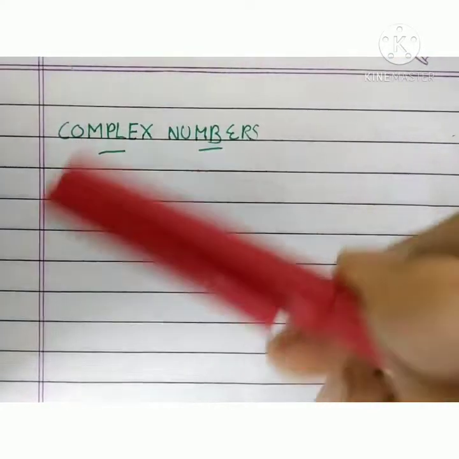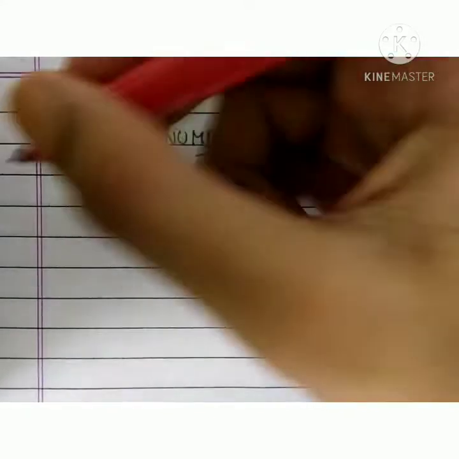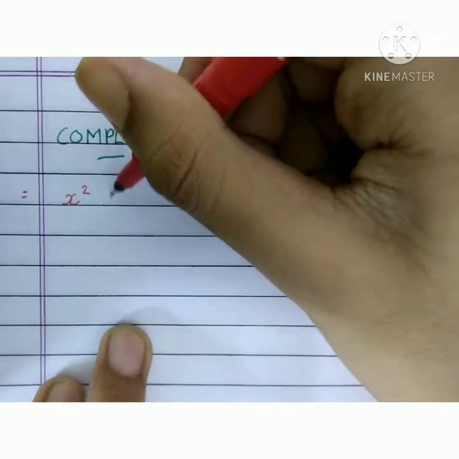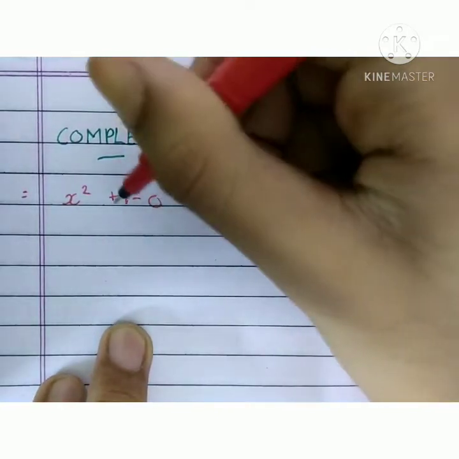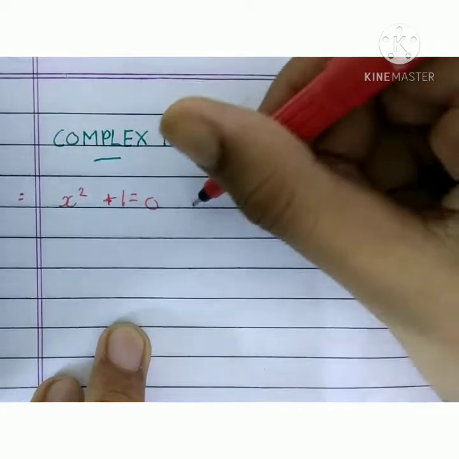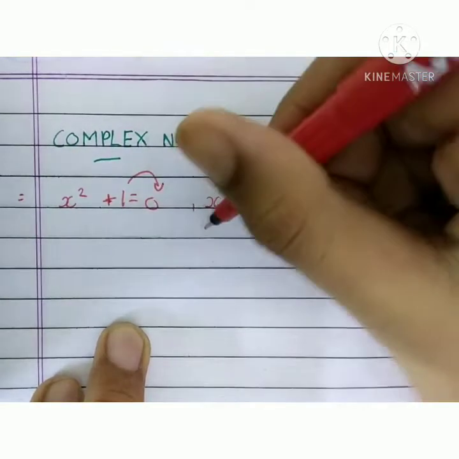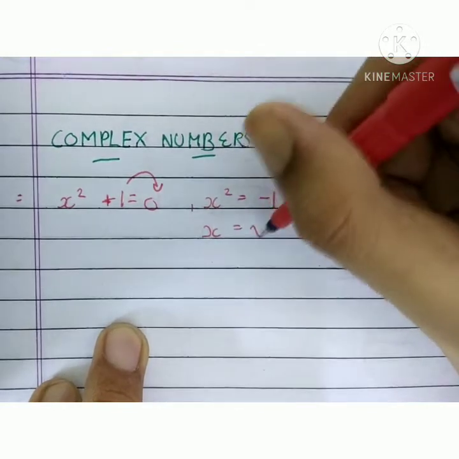So let me give a hint. What are complex numbers, okay? I must say that a complex number can solve this equation: x square plus 1 is equal to 0. How? See, x square is equal to minus 1 because it got transposed to this side, and what is x equal to? Root minus 1.